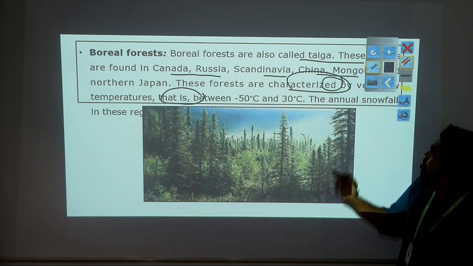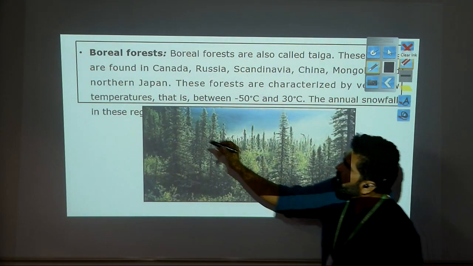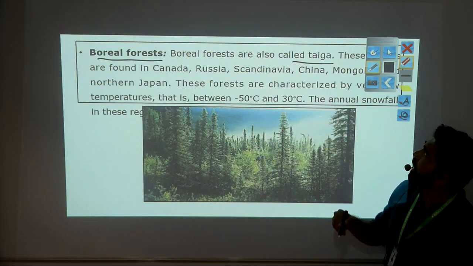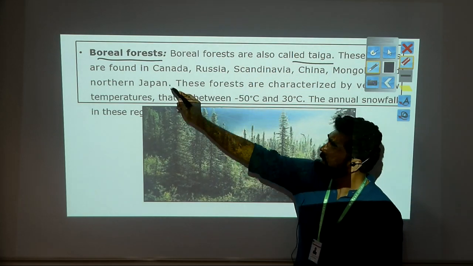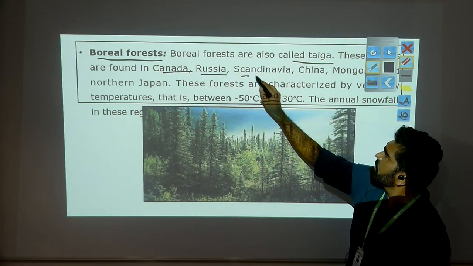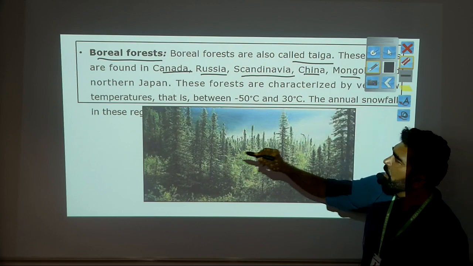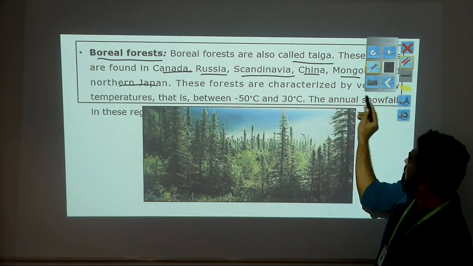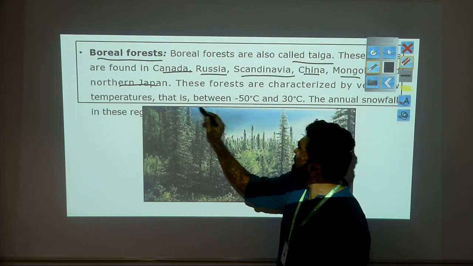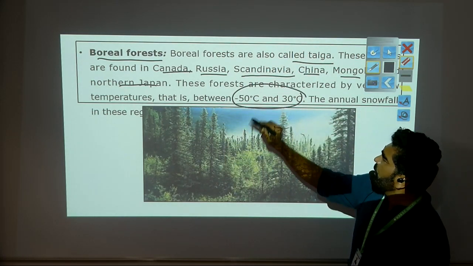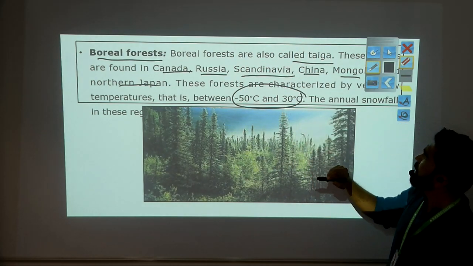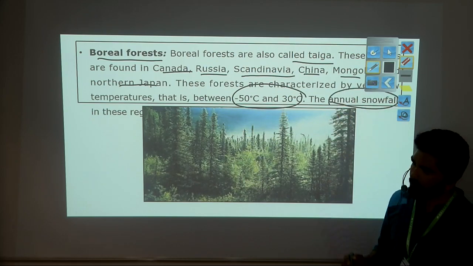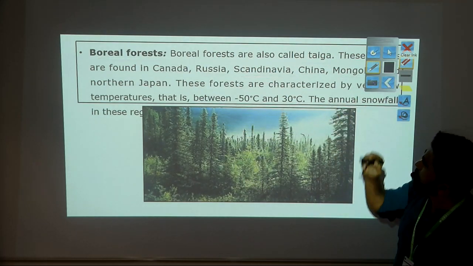Next, the boreal forest. The boreal forest is also called the taiga, and these are specially found in Canada, Russia, Scandinavia, China, Mongolia or northern Japan also. These forests are characterized by temperatures between minus 50 degrees Celsius and 30 degrees Celsius, and there is annual snowfall. Next.